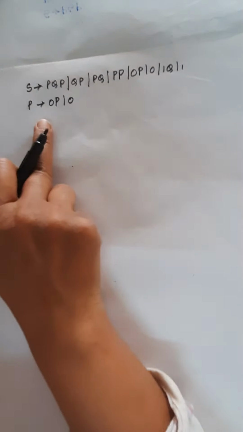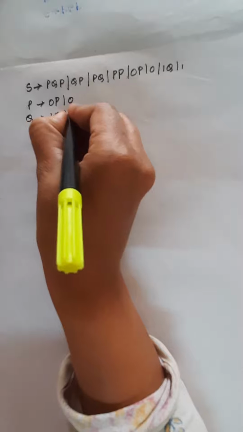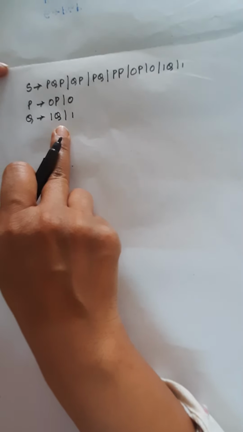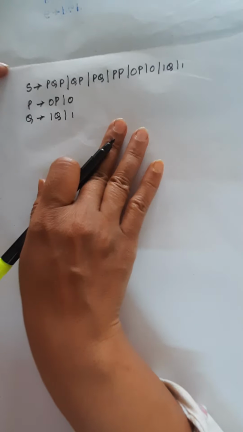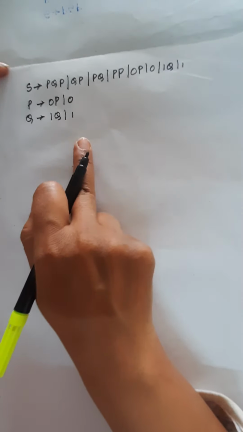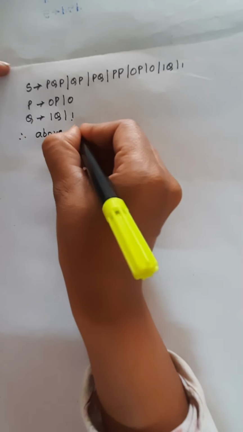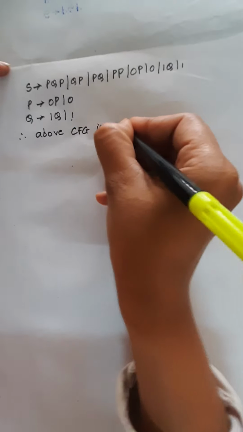Write down the P, 0P or 0 as it is, Q, 1Q or 1. And now look here. This is the grammar without unit production. Have you seen any unit production here? No. Now we removed it. So we removed the epsilon production and the unit production. Is there any useless symbol? No. See, P generates the terminal, Q generates the terminal. So there is no useless symbol. Therefore, the above CFG is simplified.